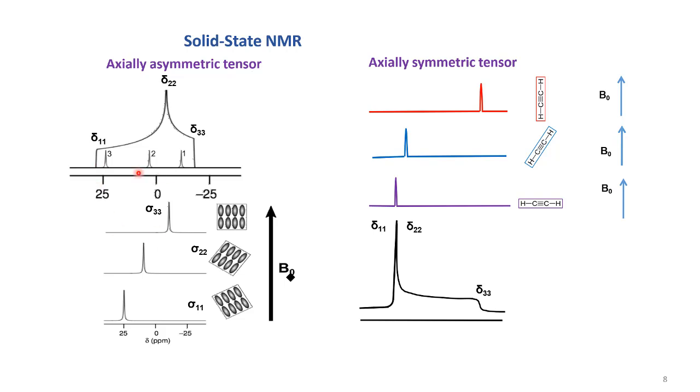Similarly, for an asymmetric tensor, at different orientations we'll get a different peak, and it can be represented like this. So all three will have different values. Here, for the symmetric case, these two will have equal value, delta 1 1 and delta 2 2, and delta 3 3 will be lesser than delta 1 1 and delta 2 2.